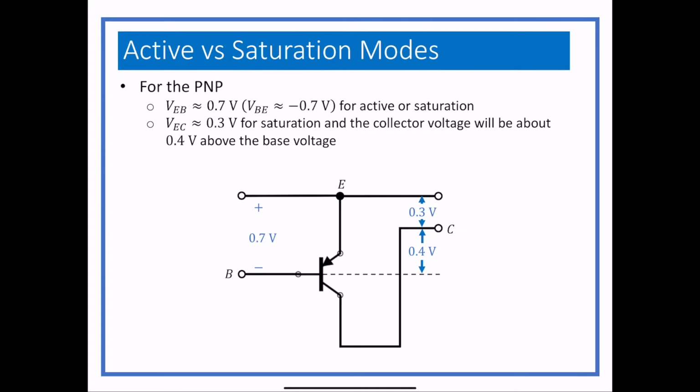And with a PNP, you have exactly the same thing, just flipped over. The only difference is that you'll either do base emitter is negative 0.7 or you'll do emitter base is 0.7. So that's really, again, the only difference. Everything is flipped over, but it's really pretty much the same.